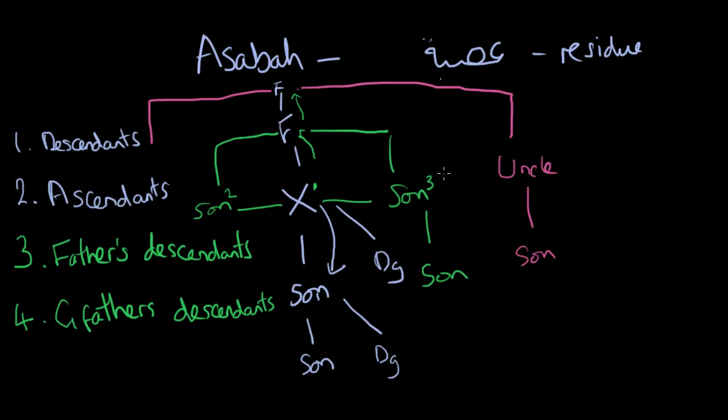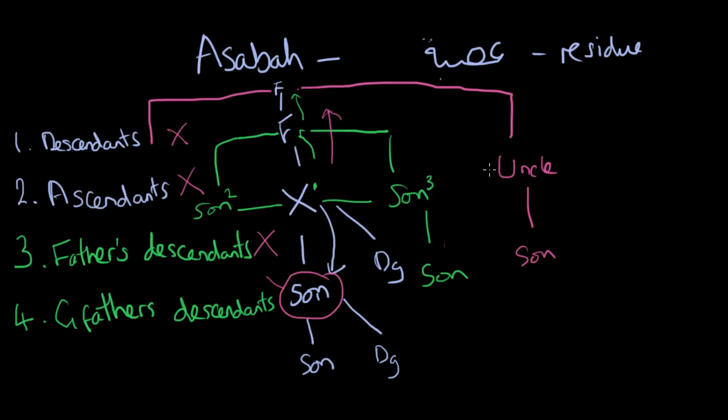And the way it works is, first we look to see if there's a son. If there's no son, we go down the descendants and go to the grandson. If there's no grandson, further until we can conclude that there's no descendants. If there's no descendants, then we go upwards and we go to the father, followed by the grandfather. If there are no descendants or ascendants, then we look at father's descendants, and that's down the brothers and their sons, etc. And again, if there's no father's descendants, then we look at grandfather's descendants.